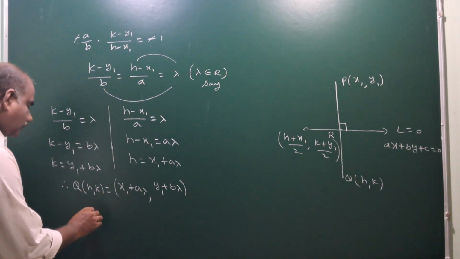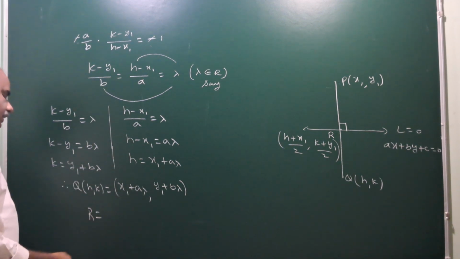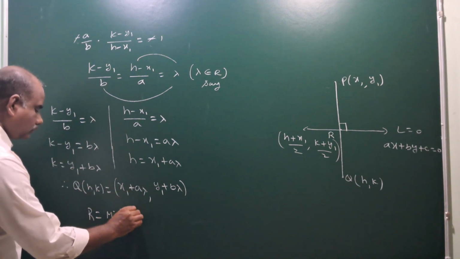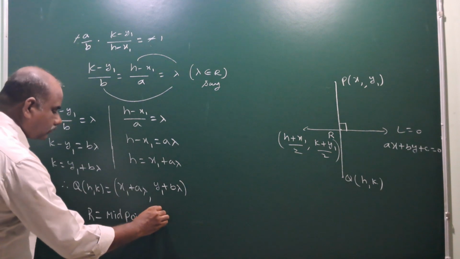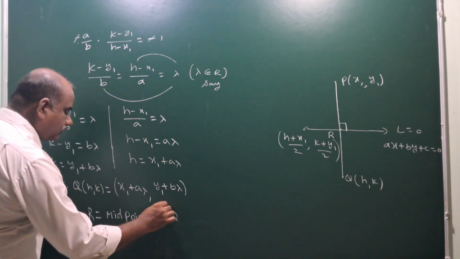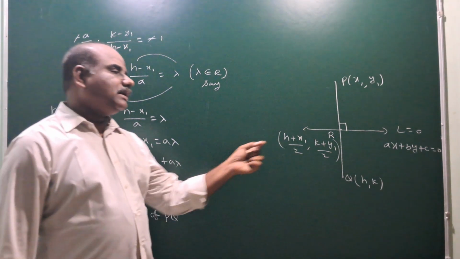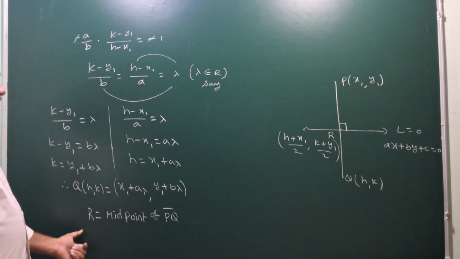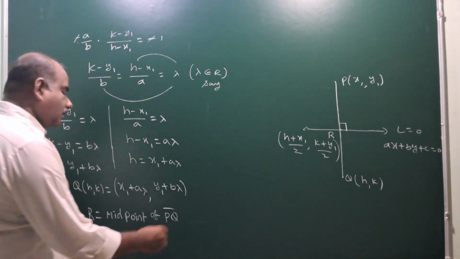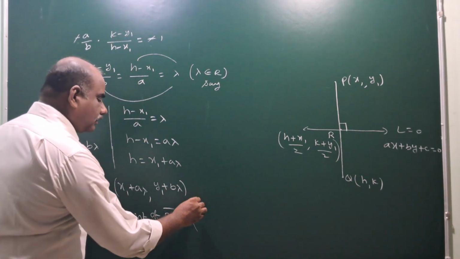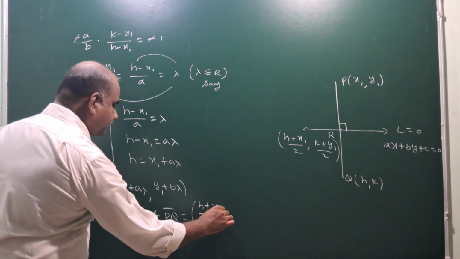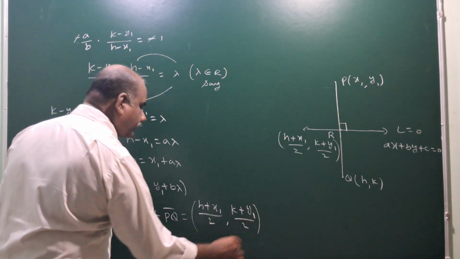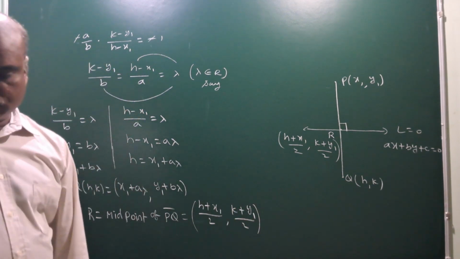And from the diagram, R, what is R here? R is equal to midpoint of PQ. Since the straight line L behaves as the perpendicular bisector of the line segment PQ, therefore R becomes the midpoint of PQ. And we have the coordinates like this: (H plus X1)/2, comma, (K plus Y1)/2. Okay, so let us see continuation.